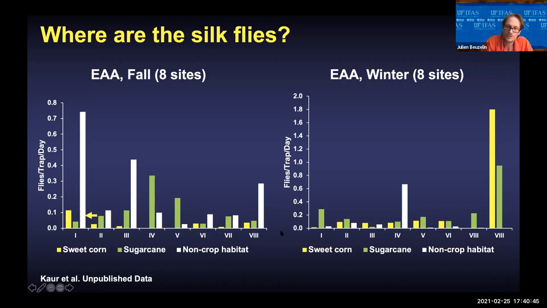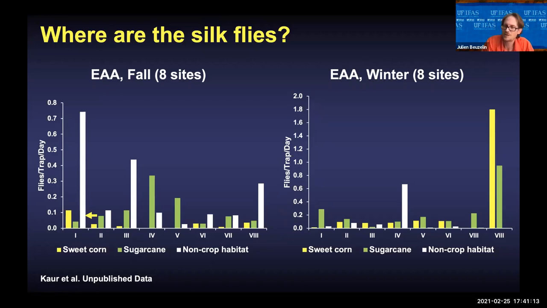For the winter, those numbers were higher. You can see the y-axis here. And there was no particular pattern, even among the habitats. If you look, you have site number 1, site number 2, 3, up to site number 8. Sometimes you had more cell flies in the weeds than in sugarcane.